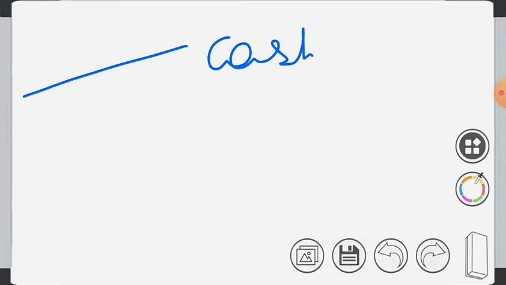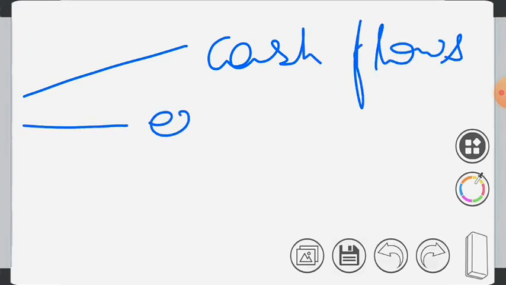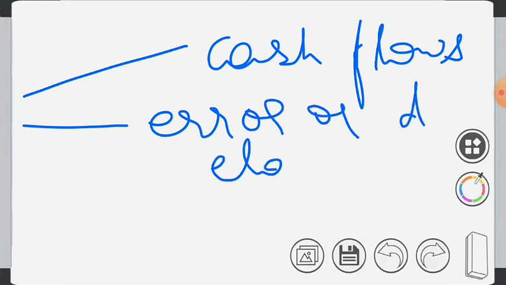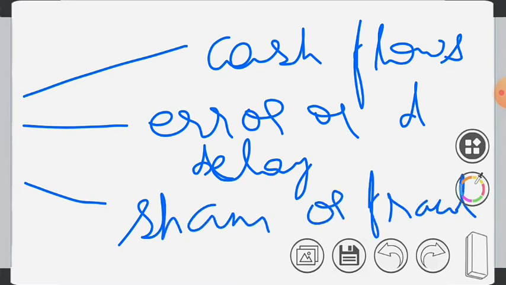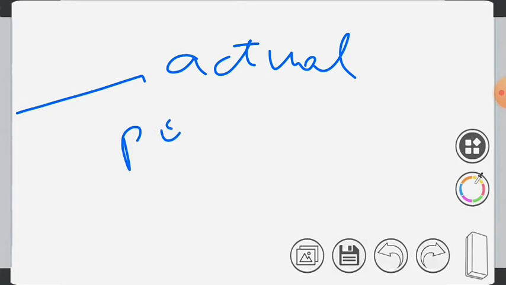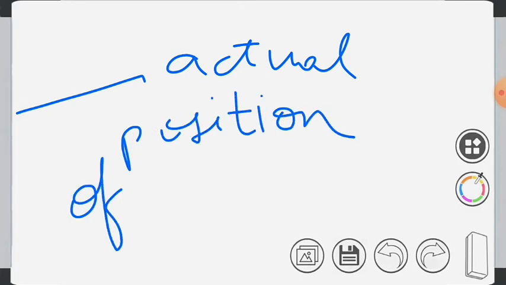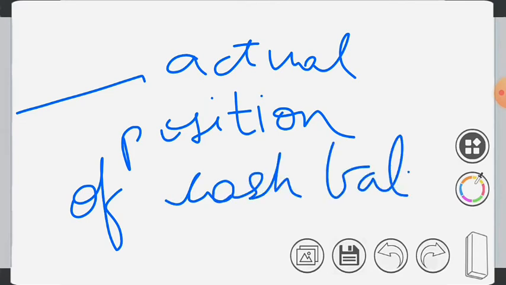So, what is the importance of bank reconciliation statement? It helps as an important tool in controlling the cash flows, finds out any error or delay in such balances, helps us to find out if there is any sham or fraud, and helps us to find out the actual position of cash balance. So these are the super merits of BRS.